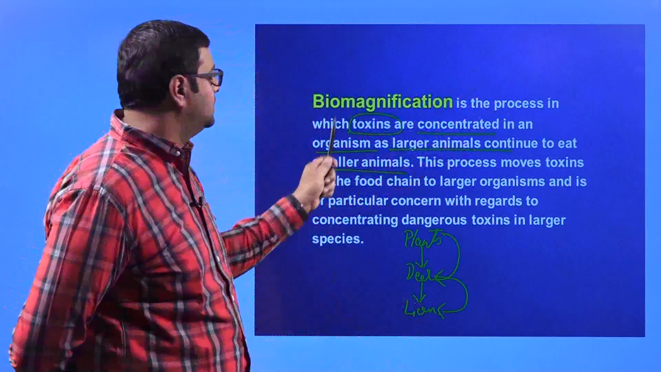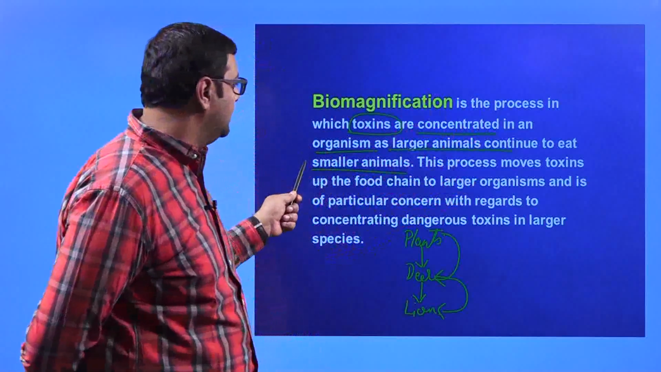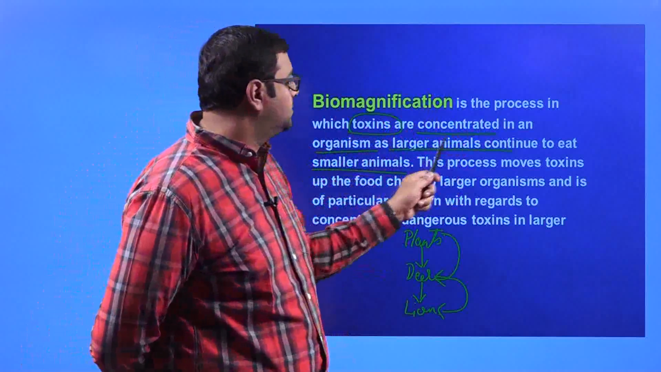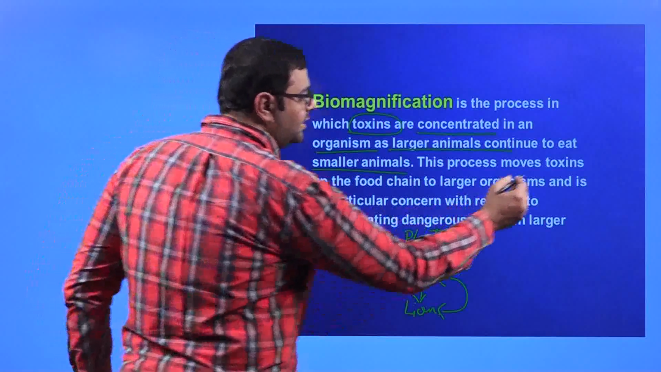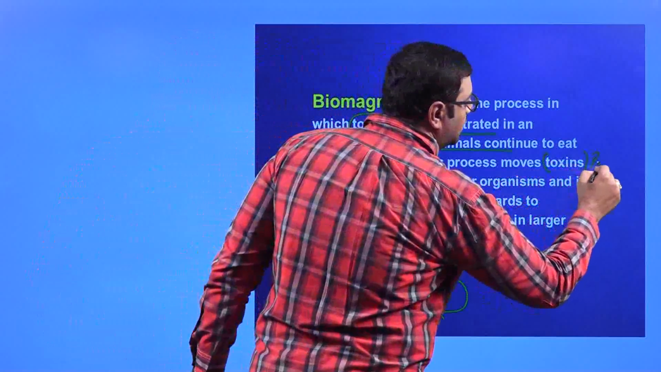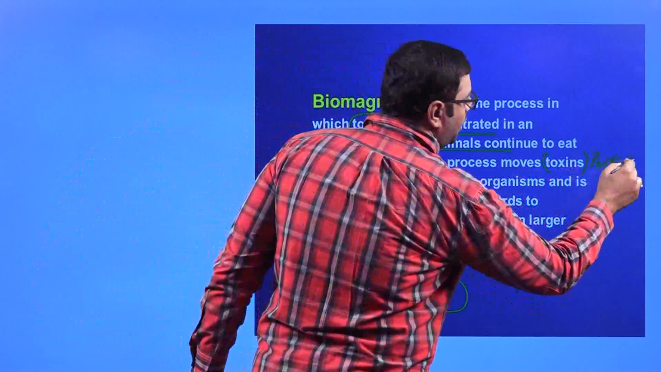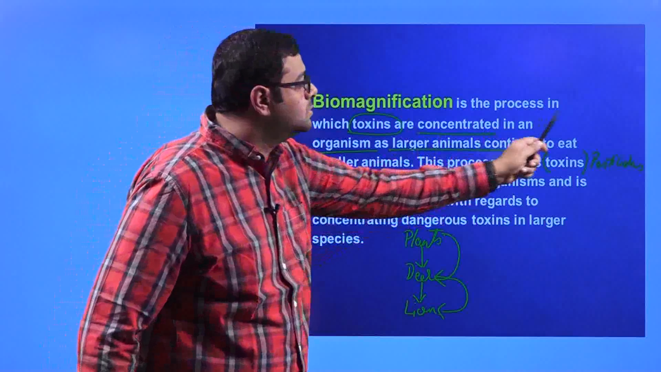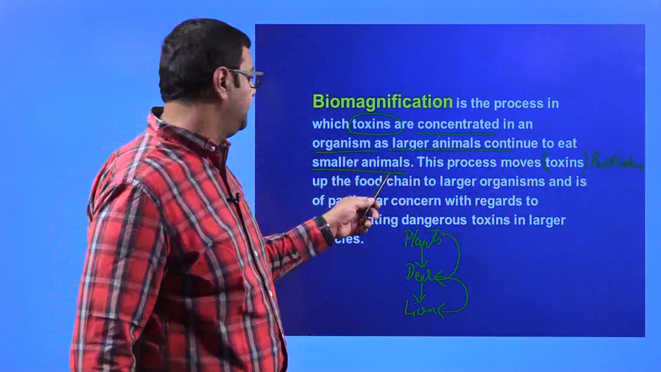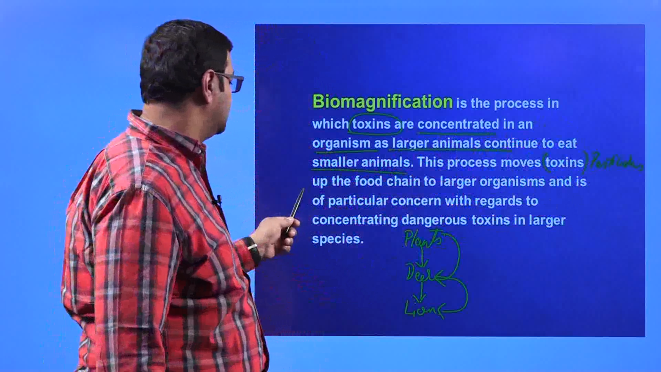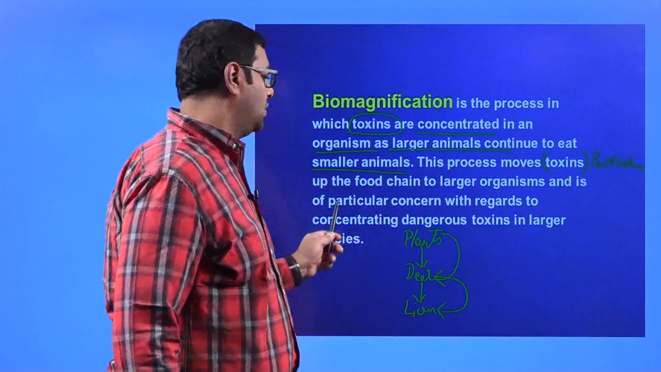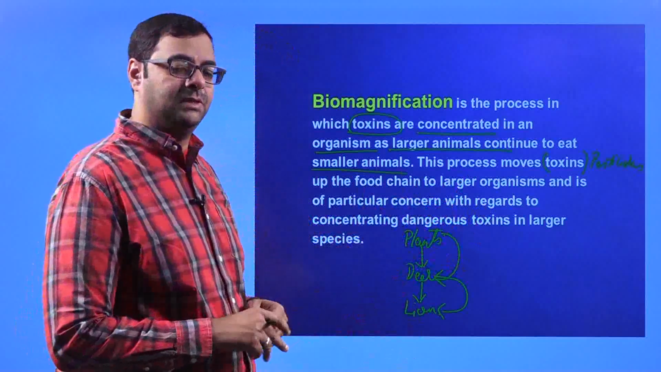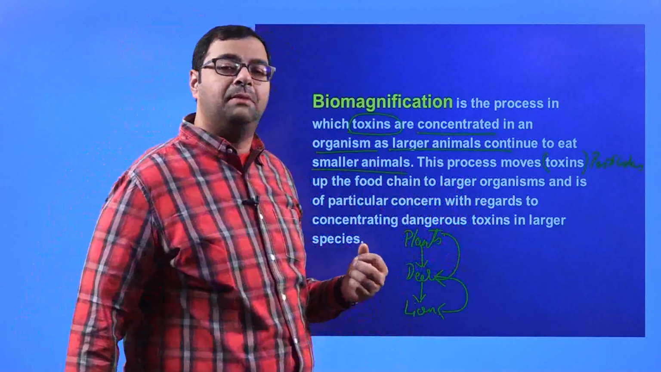Biomagnification is the process in which toxins are concentrated in an organism as larger animals continue to eat smaller animals. This process moves toxins, and here toxins I can write as pesticides, up the food chain to larger organisms and is of particular concern with regard to concentrating dangerous toxins, that is the pesticides, in larger species. So this is basically what biomagnification is.